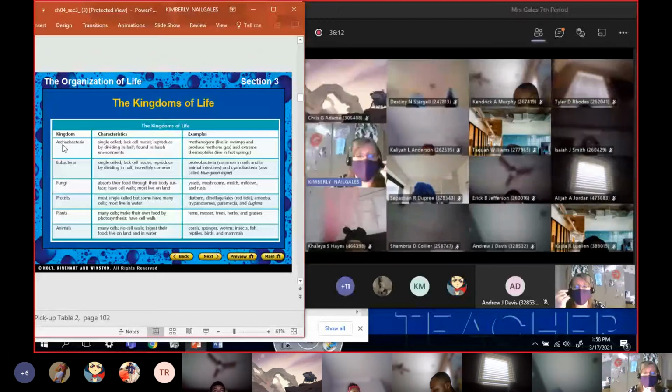The Eubacteria, these are the true bacteria. They are single-celled. Every bacteria is. They have no nucleus. No bacteria does. They do reproduce by dividing in half. Those first 3 things are the same for both the bacteria. The Eubacteria, though, are the ones that are incredibly common. These are the everywhere bacteria.